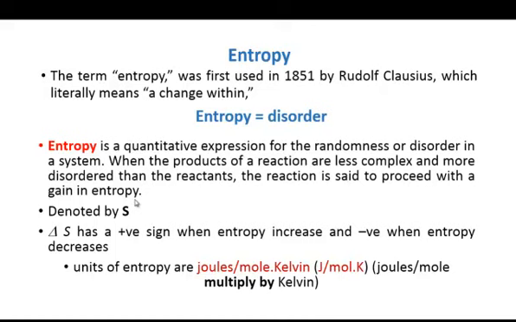Entropy is denoted by capital S. When we use the sign of delta with anything, it indicates the change in that particular parameter. Delta S means the change in entropy, and it has a positive sign for a system when entropy increases, and it will be negative when the entropy of system is decreasing. Units of entropy are joules per mole Kelvin.